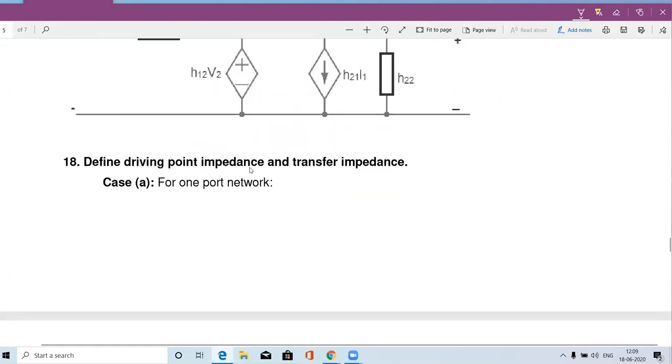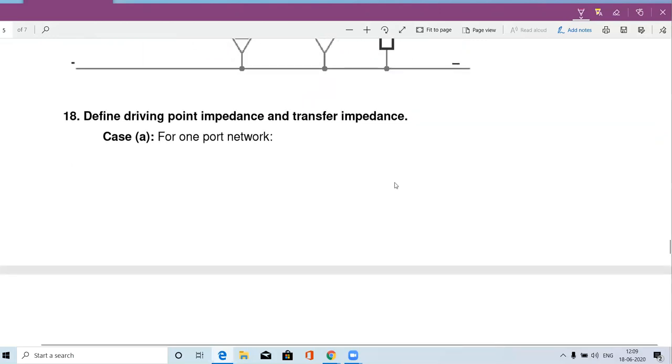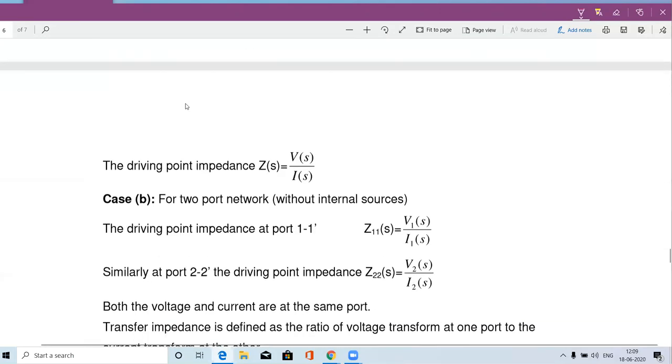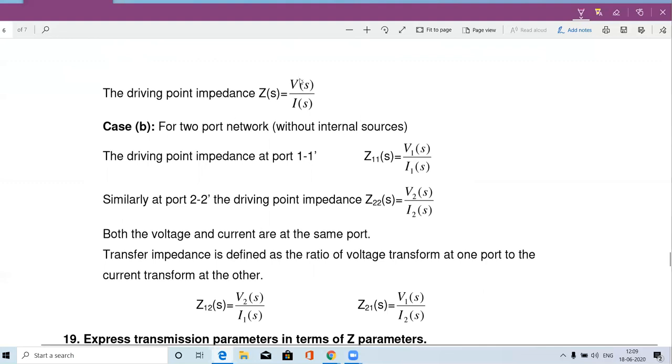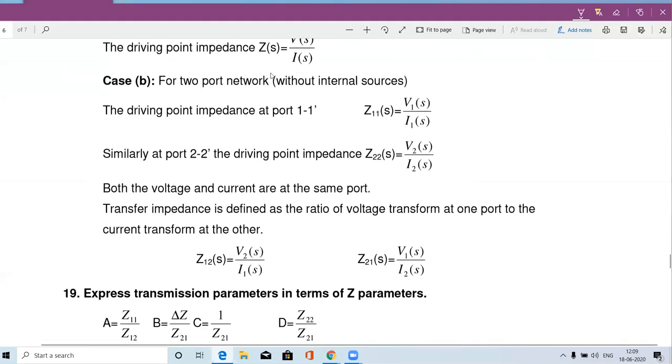The next one: define driving point impedance and transfer impedance. The driving point impedance is just the input impedance. For a one port network, which has only one port, the impedance across that port is called the driving point impedance. For a two port network, there are two driving point impedances: at the input port 1, 1 dash, and at port 2, 2 dash.